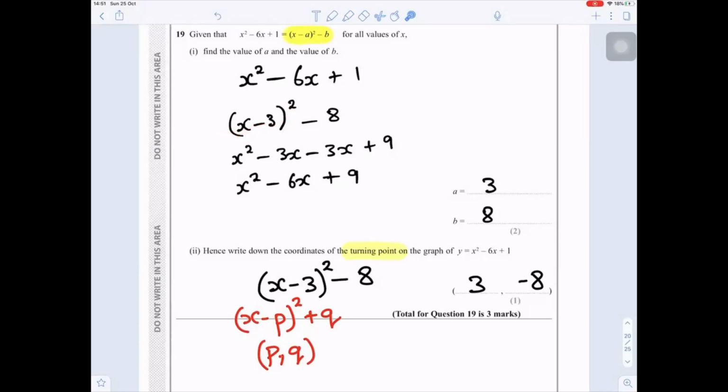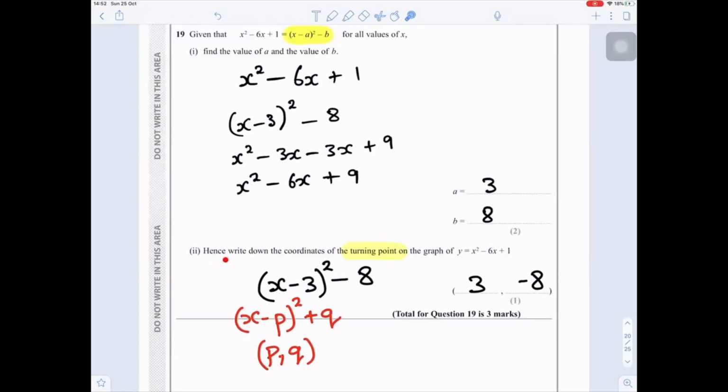(x minus 3) all squared, you have x squared minus 3x minus 3x plus 9. So that will be x squared minus 6x plus 9. But if you notice, the x squared and x squared are the same, minus 6x and minus 6x are the same. So what do you have to remove from 9 to get 1? You have to minus 8. So the numbers are: a is 3 and b is 8. Completing the square method is used there.